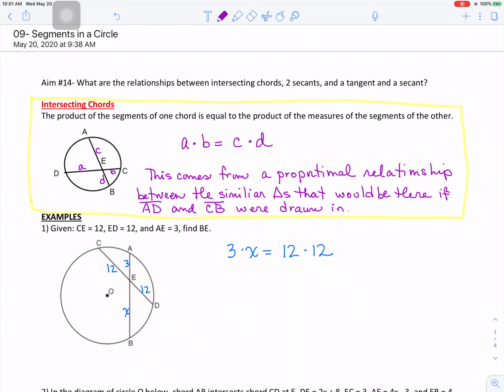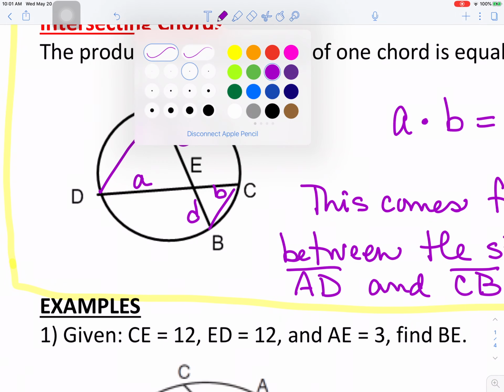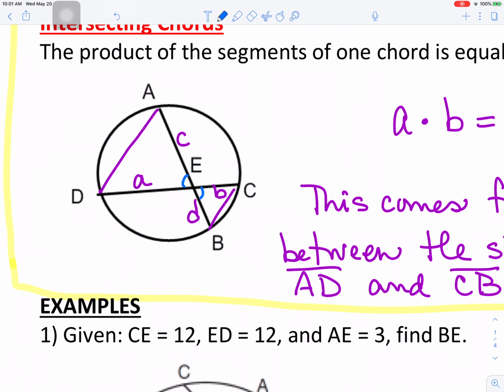That's kind of weird if you think about it, but I want to tell you where it comes from, because maybe you're a future math teacher and you want to know. This comes from a proportional relationship between the similar triangles that would be there if AD and CB were drawn in. So now you see you have 2 triangles here, and they are similar to each other. How do I know that? Well, to be similar, they have to have congruent angles. They have a pair of vertical angles which are congruent.